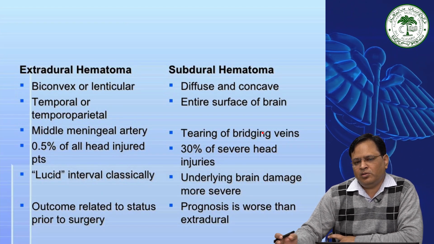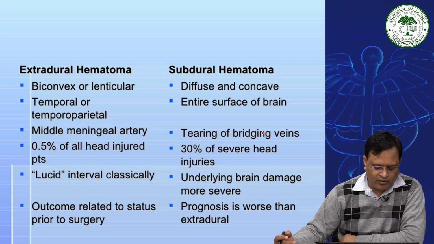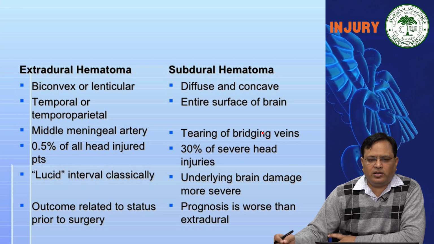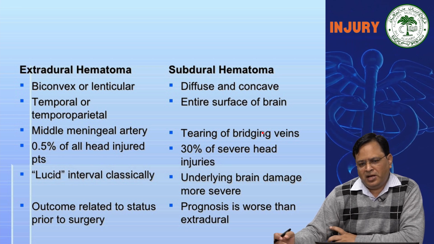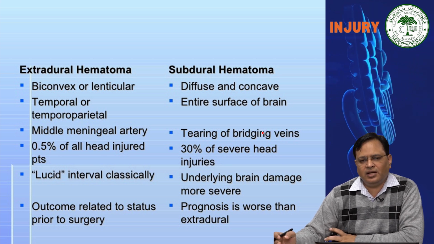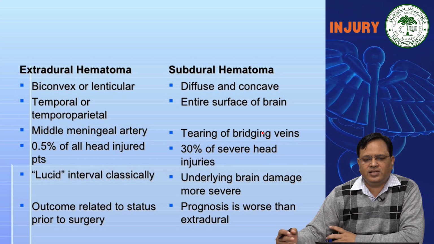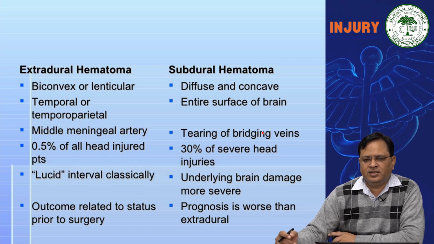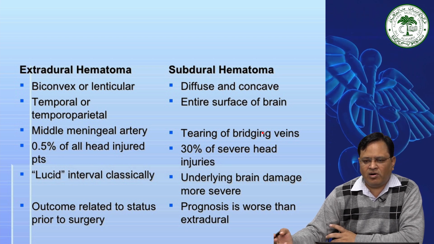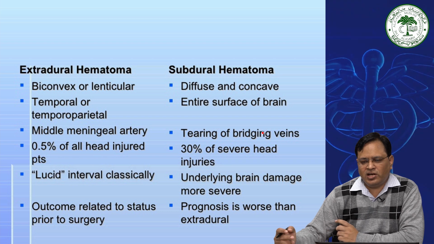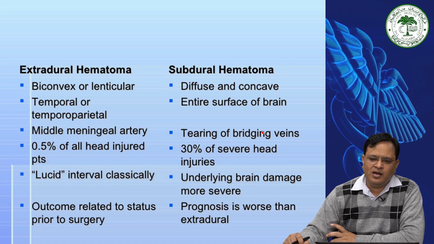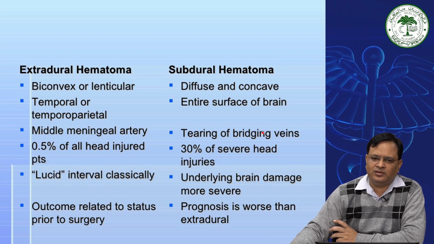Extradural hematoma versus subdural hematoma, this is the tabular distinction. Extradural: biconvex, temporal or temporoparietal region, middle meningeal artery may be the causative agent, 5% of all head injuries, lucid interval is there, outcome related to the status prior to the surgery. Subdural hematoma: diffuse and concave, can involve the entire surface of the brain, tearing of the bridging veins, 13% of severe head injuries, underlying brain damage more severe, prognosis is worse than the extradural.